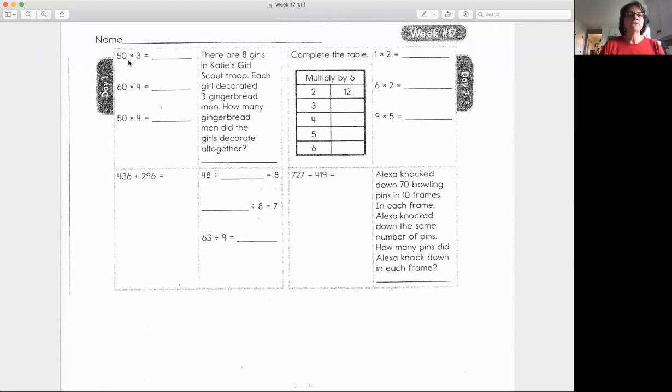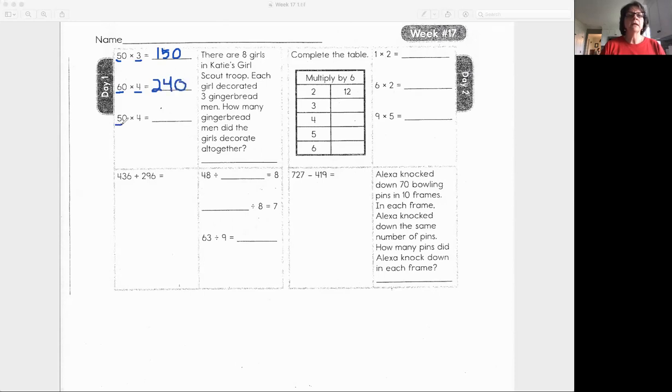So the first one is 50 times 3. You're multiplying by multiples of 10. So I'm going to look for the hidden math fact in there, and I see 5 times 3, which is 15. And then I'm going to add a 0 because I'm not multiplying 3 times 5. I'm multiplying 3 times 5 tens. So the same thing for down here. I would find the hidden fact. 6 times 4 is 24. And then I add my 0. And so 60 times 4 is 240.